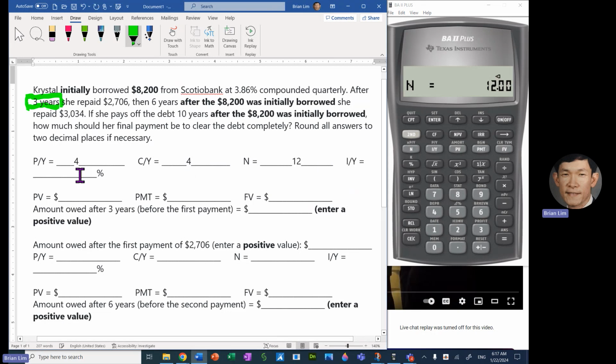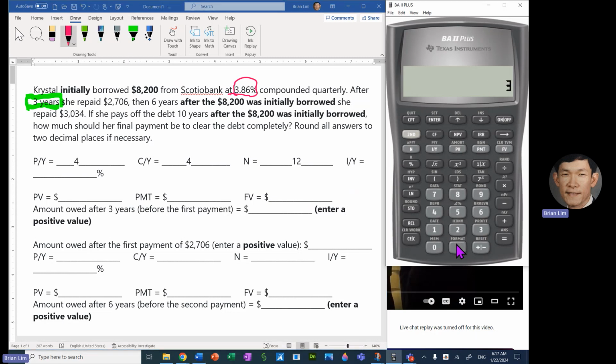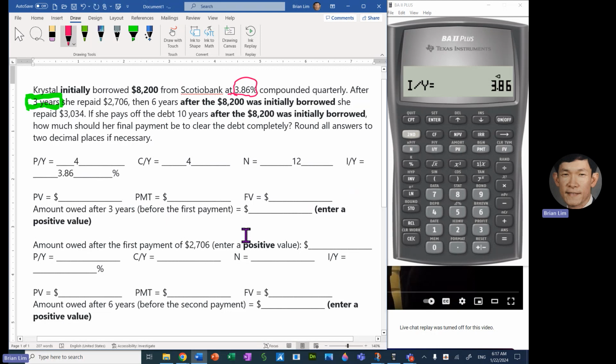Now IY, I have the value already, and that value is, where is it? It's right up here. 3.86, correct? That is the IY value. So I will input that number, 3.86, and then there is IY. Okay, so that number will go in here. I put in 3.86.